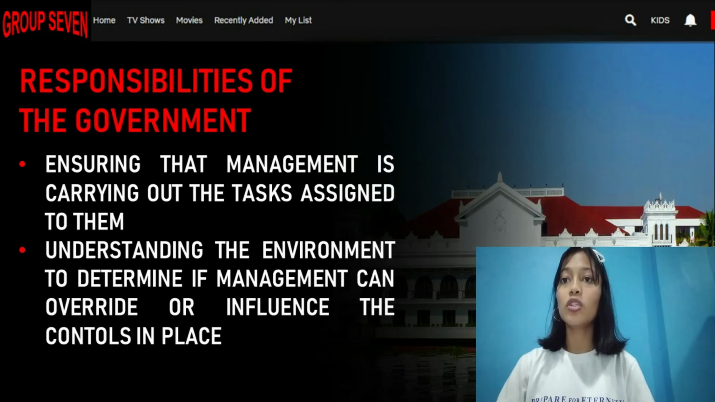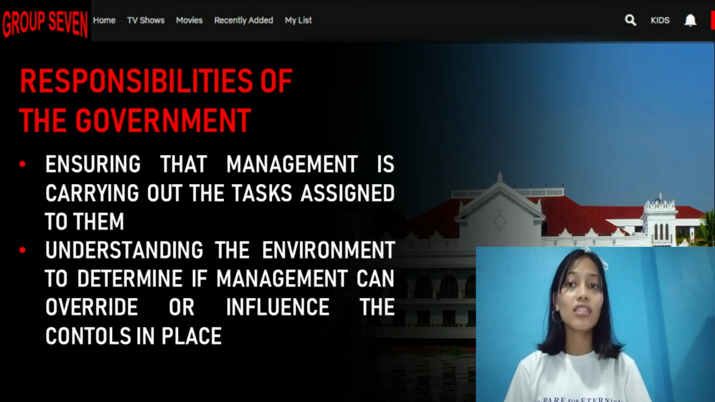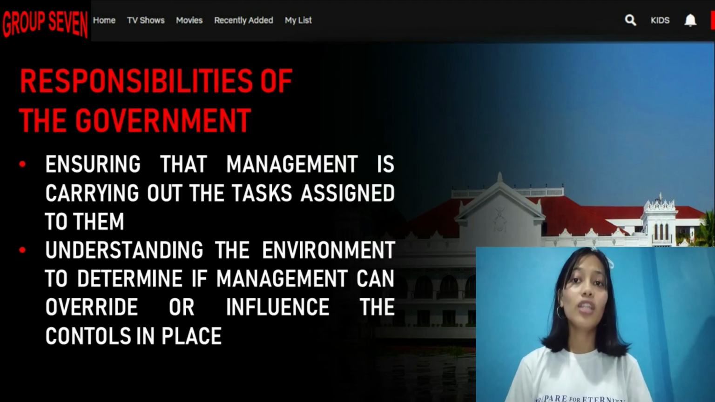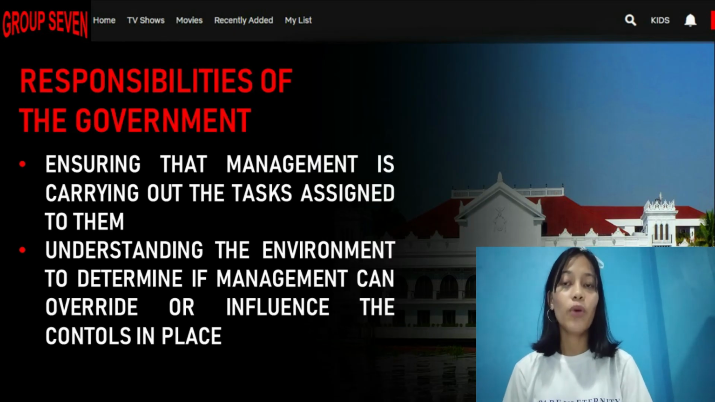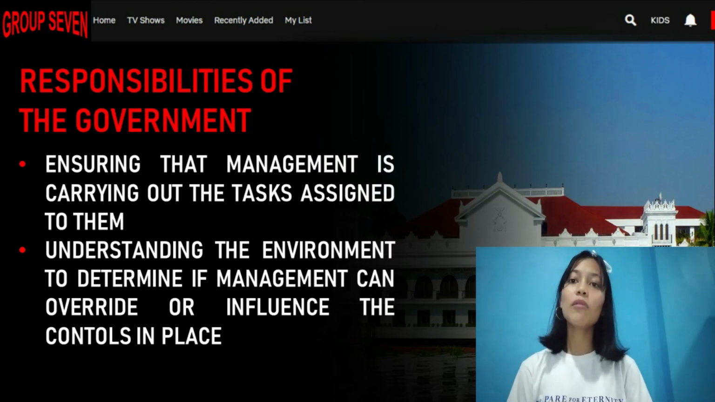Next, we will tackle the responsibility of government. So sila naman yung nag-ensure na yung management is ginagawa nila yung task nila sa pagkakaroon ng fraud risk prevention. Then, they're also the ones who understand and evaluate kung ano yung environment na meron yung isang kumpanya, ano yung best way para sa kanila para maiwasan yung fraud. At dahil dito naman, nagkakaroon tayo ng tinatawag na external auditors.